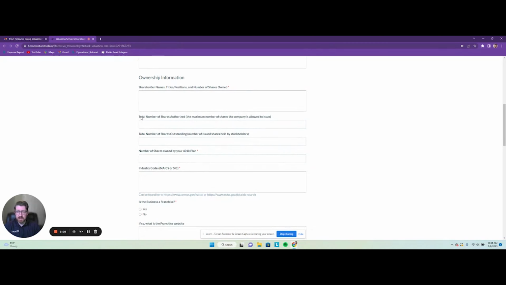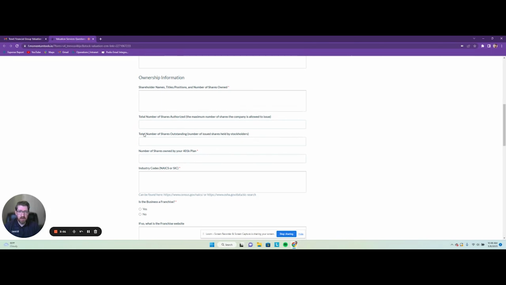The next couple of questions, the total number of shares authorized and total number of shares outstanding. Your shares authorized are what you have authorized through your company to go out. That does not mean they're outstanding. Outstanding means held by the individuals that own stock in the company. That is generally owned by the plan and owned by you or your business partners. Be sure to just document that.